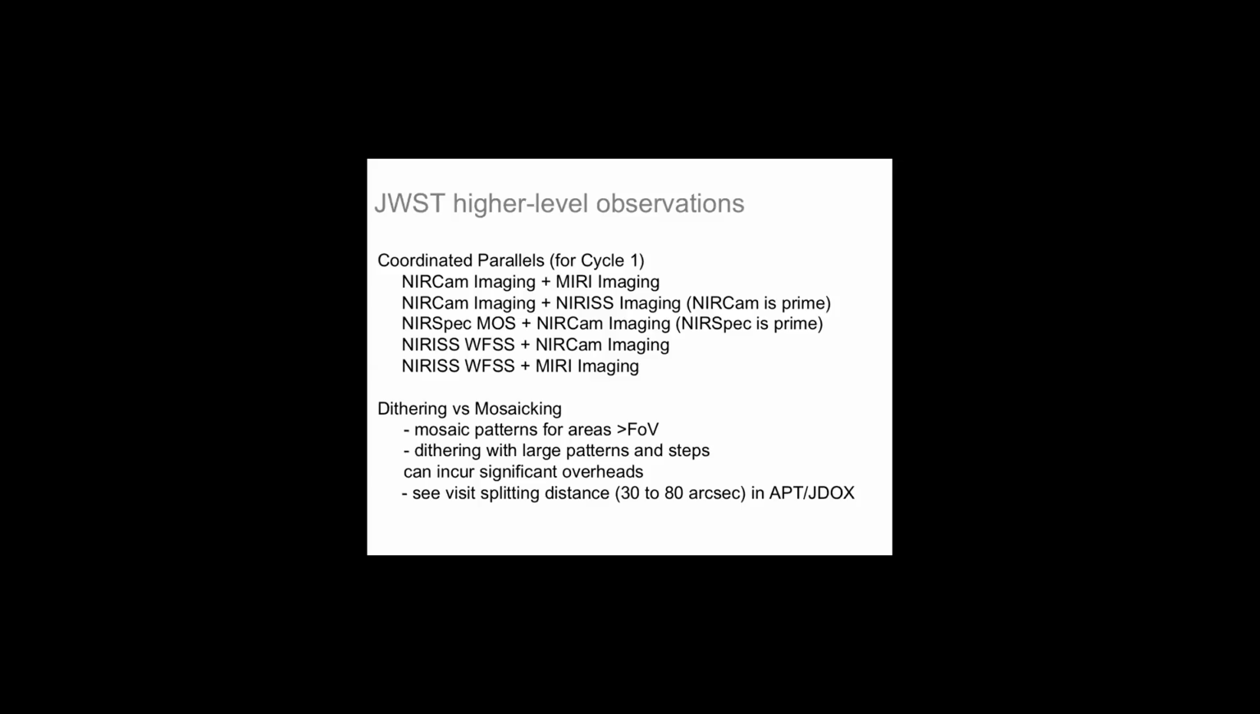And finally, there is the mosaicing capability, which is also available. If you want to image a very large field of view, you might want to use a mosaic. So the mosaic will require very large steps between different observations, so they will be split into different visits. And the distance might vary depending on the galactic latitude of your target. So check out the JDocs for more information on that.